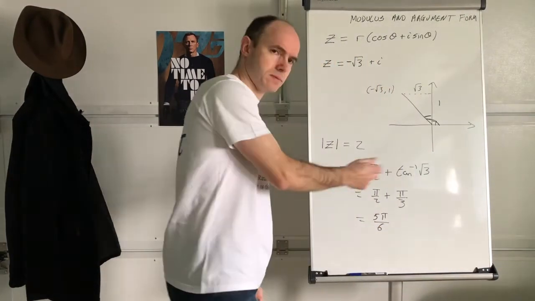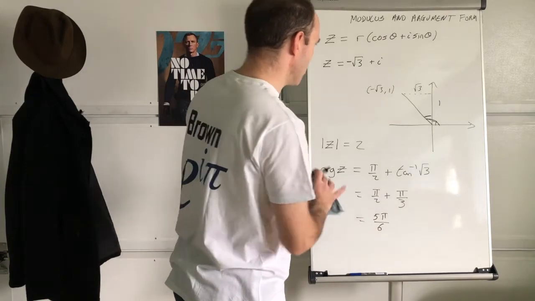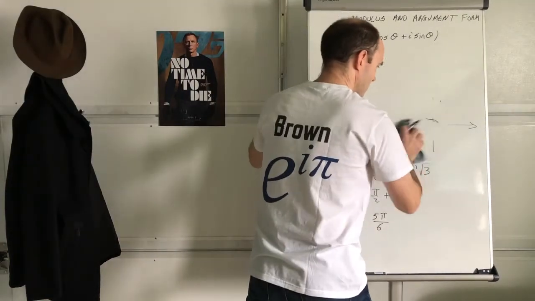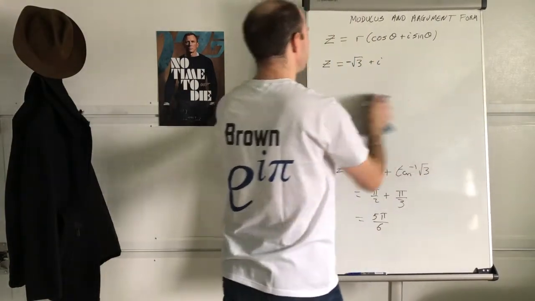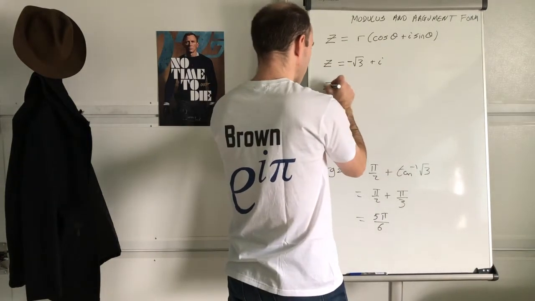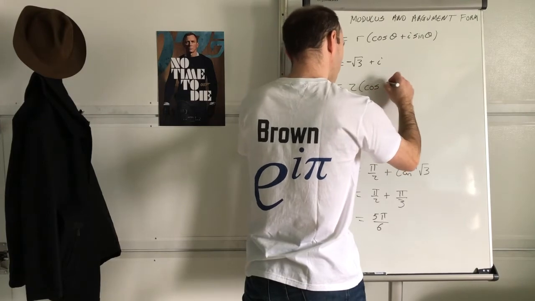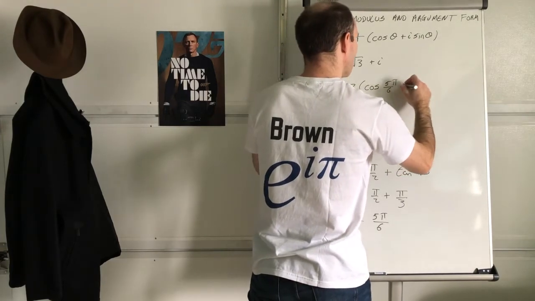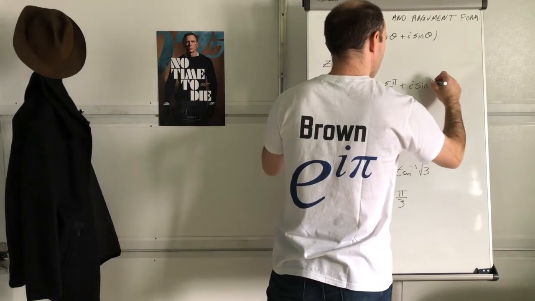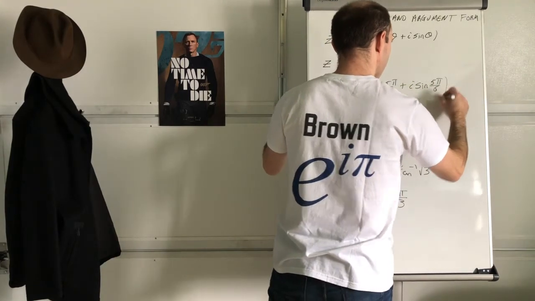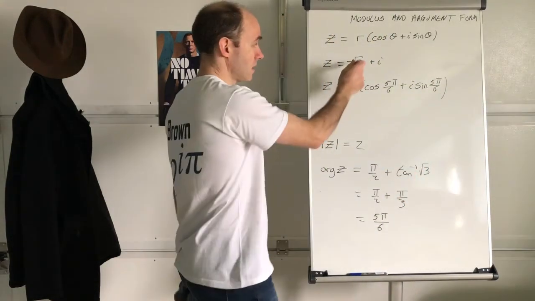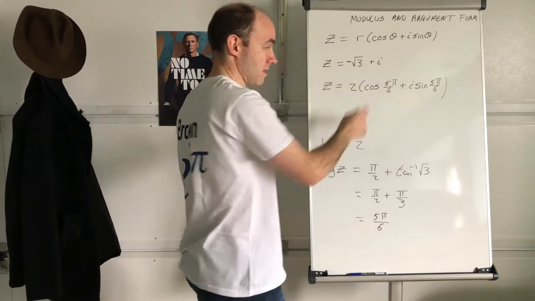So, modulus and argument. What that means is, in modulus argument form, you can write down this complex number as z equals 2(cos 5 pi over 6 plus i sin 5 pi over 6). Done. And that's the same as that complex number, just written like this.